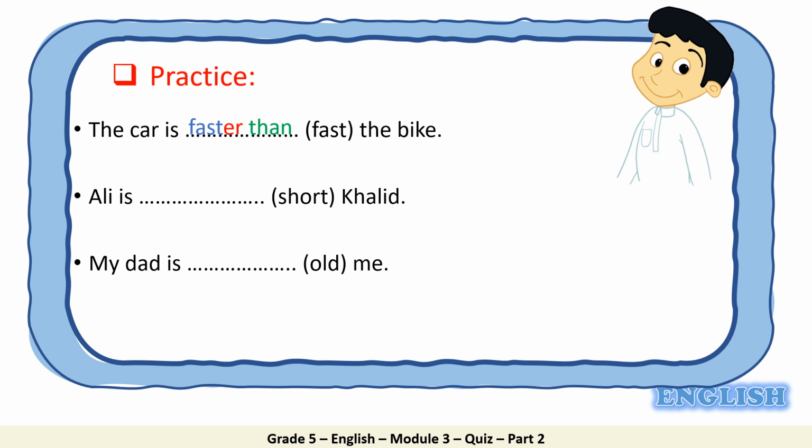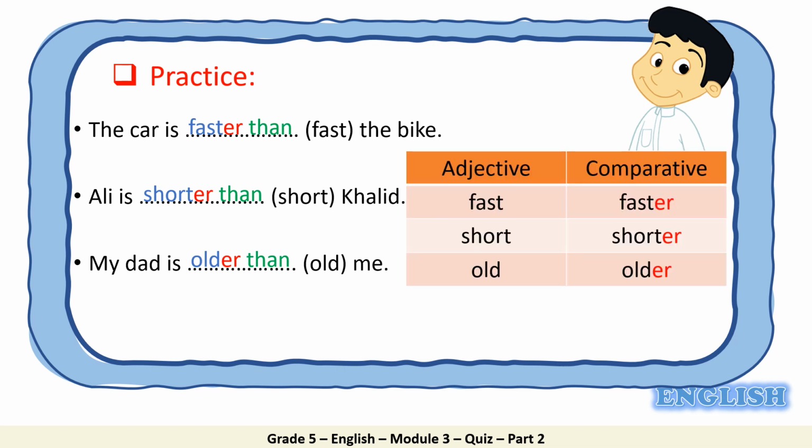Pause the video for a few seconds and try to do the other 2 sentences by yourself. Ready to check your answers? Let's go. Number 2, the answer is shorter than. Number 3, the answer is older than. Good job. So, as you can see in the table, all we do to change the adjective is add er at the end, and then we add the word than.